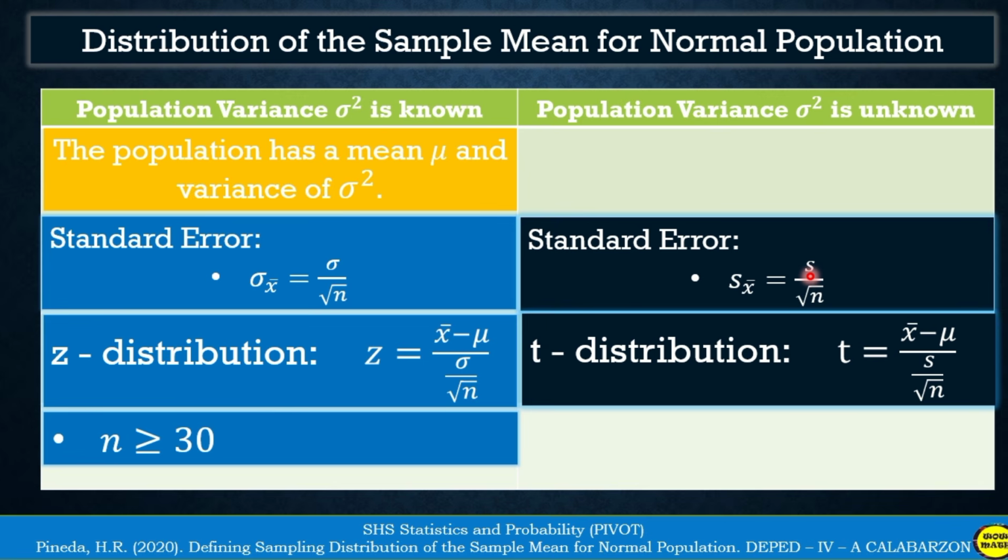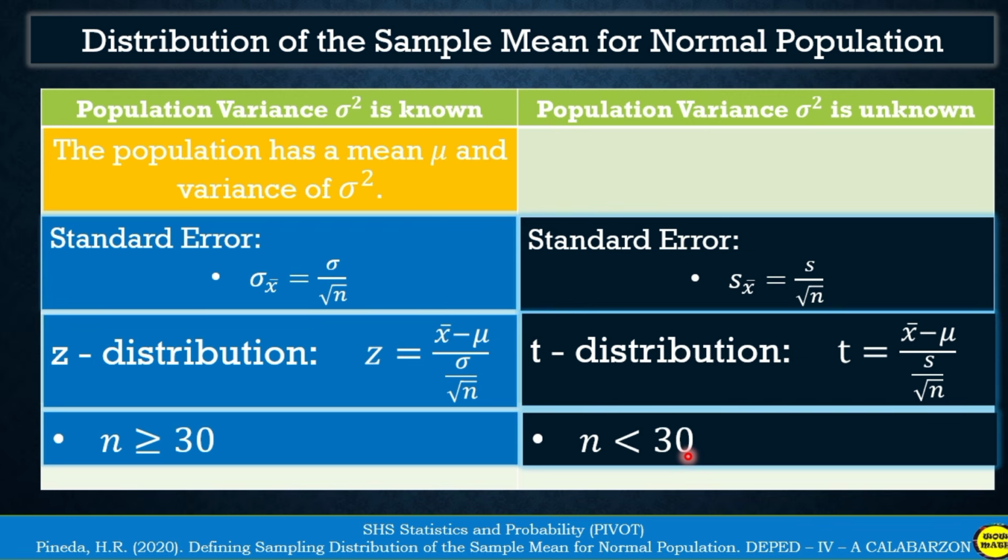Remember, we use the Z distribution when the sample size is greater than or equal to 30, and the t-distribution when the sample size is less than 30.